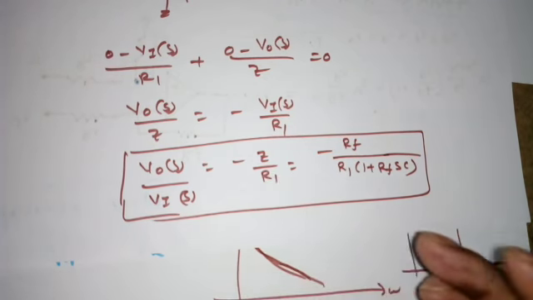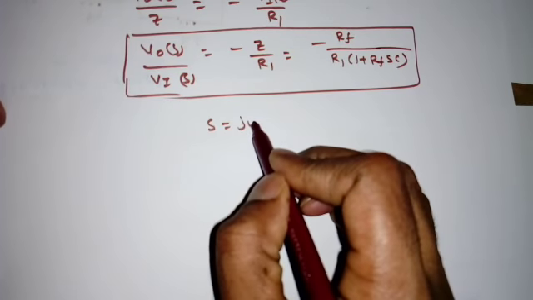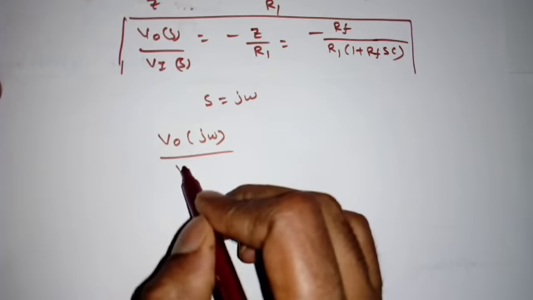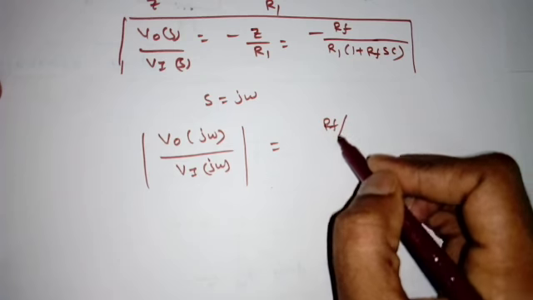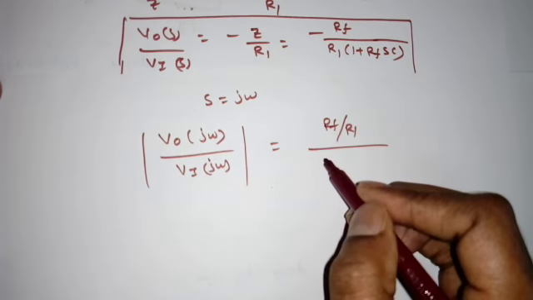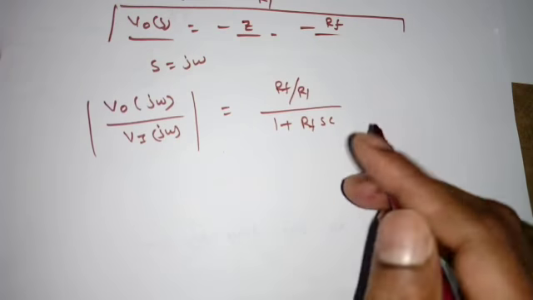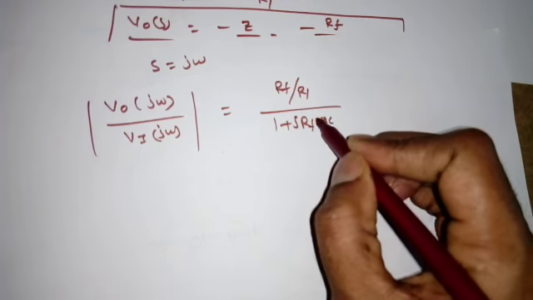Now what to do? Convert into the omega domain. So S is equal to J omega. So for the magnitude, I am finding V naught of J omega by Vi of J omega, which is equal to RF by R1 divided by 1 plus RF into SC, in terms of omega, J times omega.